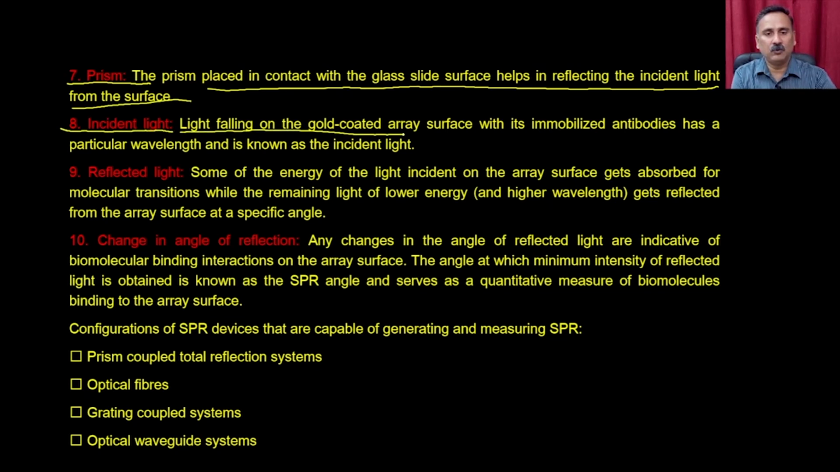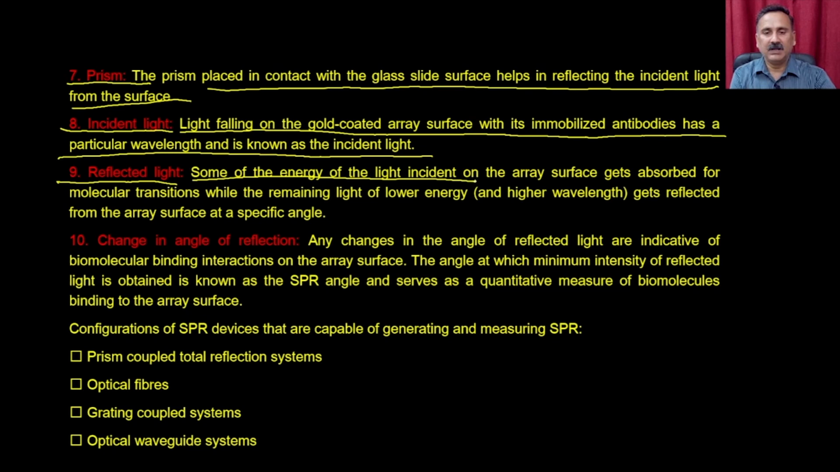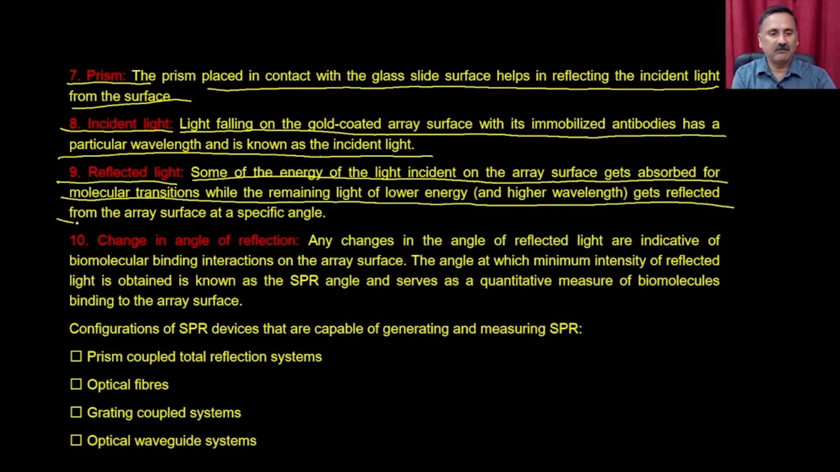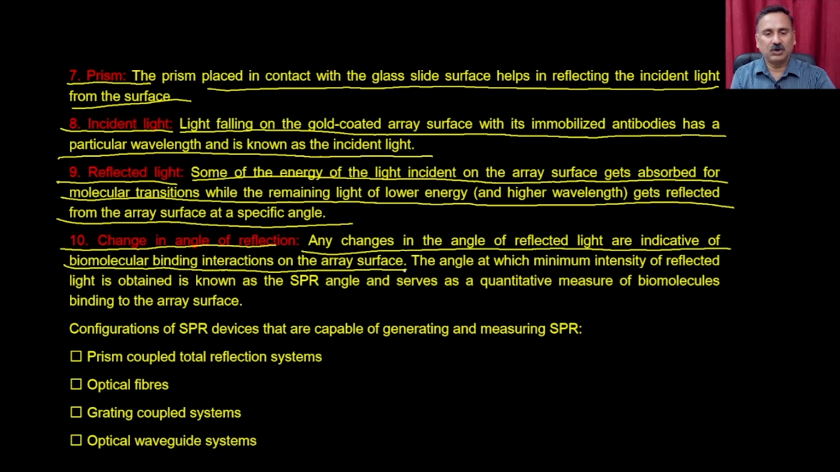Light falling on the gold coated array surface with its immobilized antibody has a particular wavelength and is known as the incident light. Then you also require the reflected light. Some of the energy of the light incident on the array surface gets absorbed for the molecular transition, while the remaining light of lower energy gets reflected from the surface at a specific angle. Then you also require the change in the angle of reflection. Any change in the angle of reflection is indicative of the biomolecular binding interaction on the array surface.